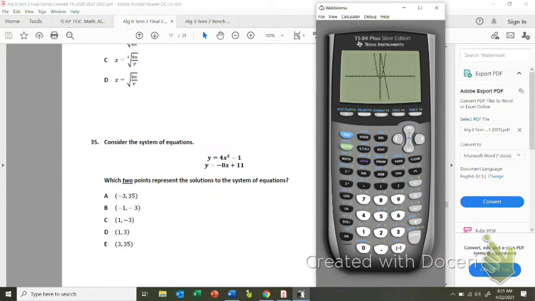Hit second graph now. Highlight negative 3 on your X. What does it say both of your Y's are? 35. So you can also do it this way. You have to look at your table. Whenever your y values are the same, that's your solution. So -3, 35. Go down to our other choice we picked, which was 1, 3. When you go to 1, what are your two y values? 3.